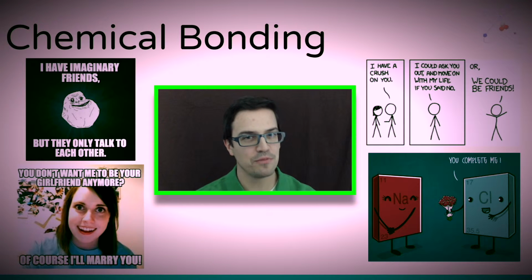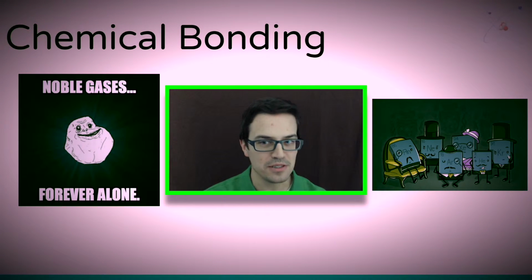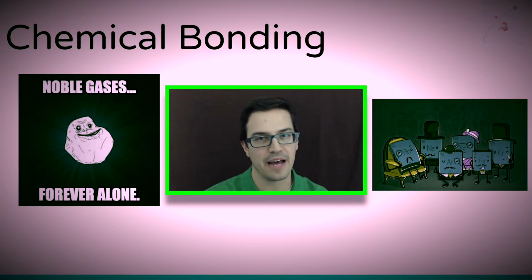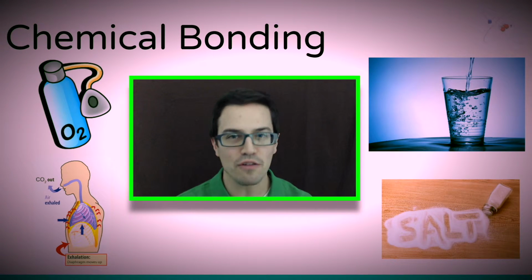The great thing about atoms compared to people is that they're a lot easier to understand in terms of matching up with other atoms than humans are with matching up with other humans. Pretty much every substance we see is composed of atoms being bonded together. Besides the noble gases, all other substances are made with atoms that are bonded together or could be bonded together. This includes things such as the oxygen we breathe in, the CO2 that we breathe out, the water we drink, and the salt that you add to your food.